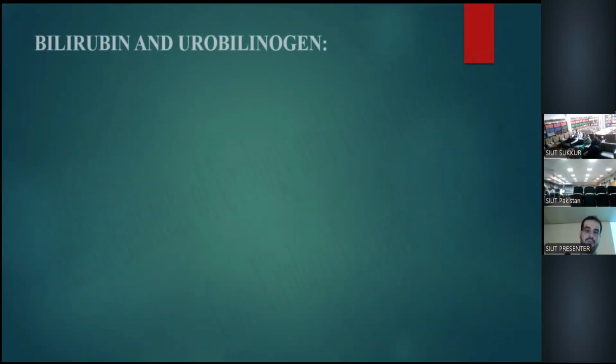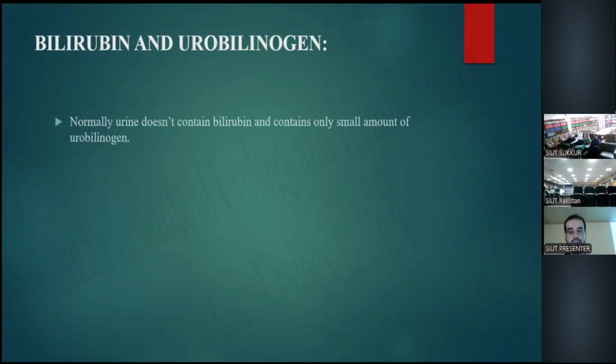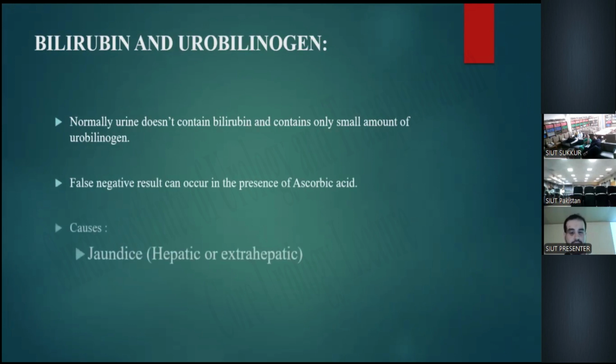Bilirubin and urobilinogen. Normally, urine does not contain bilirubin and contains only a small amount of urobilinogen. False negative results can occur in the presence of ascorbic acid. Causes jaundice, either hepatic or extrahepatic.